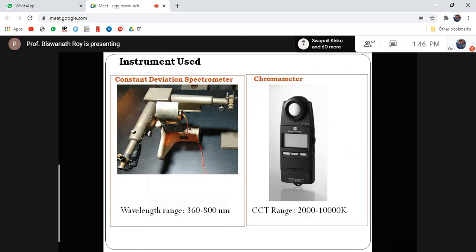Now the instrument, we are going to use two instruments. One is constant deviation spectrometer. This is the physical appearance of the constant deviation spectrometer. The wavelength range is 360 nanometer to 800 nanometer. That is in the visible range, because whatever we can measure here is with the help of our eye, so beyond this range, it is not possible to measure anything. And this is chromometer. The range is 2000 Kelvin to 10,000 Kelvin.